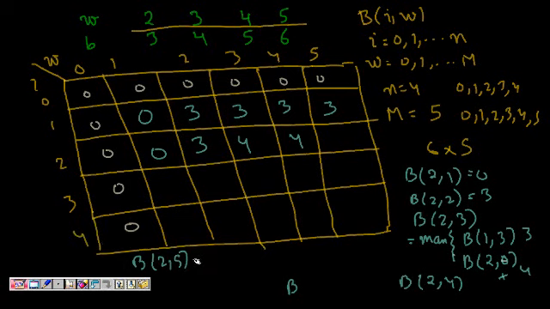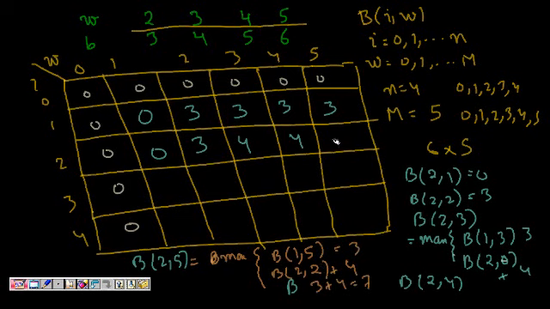So B2 comma 5 is equal to what, so now for the second item, I can either have max of B1 comma 5, which is 3, or, if I am taking the second object, B of 2 comma 5 minus 3, so 2, plus the benefit of choosing the second one, which is 4. So B2 comma 2 we see is 3, so this is 3 plus 4 equal to 7, so max of 3 comma 7 is 7, so we will get a maximum benefit of 7. Okay, so this was a very good case where we could understand the recursive equation.